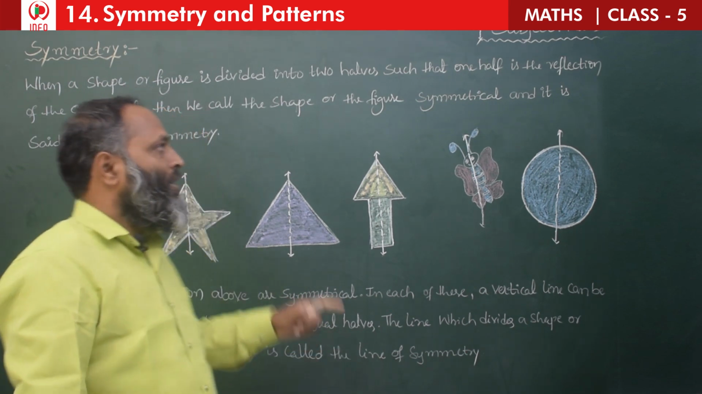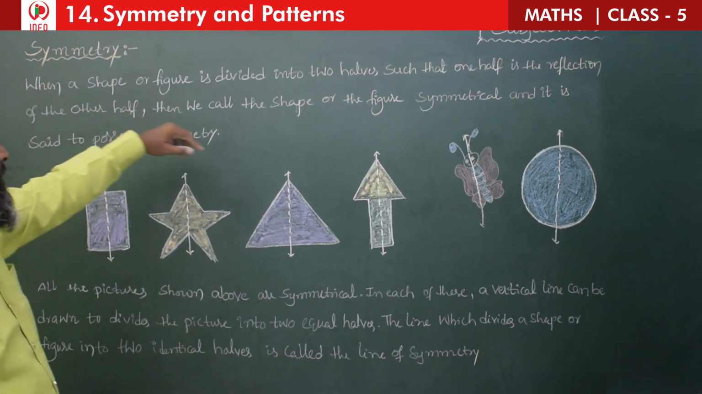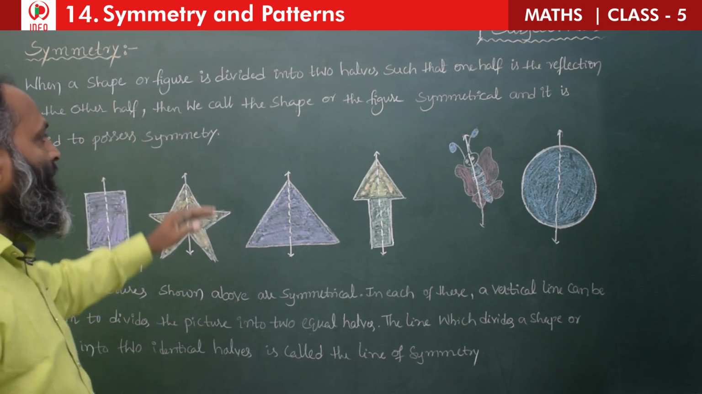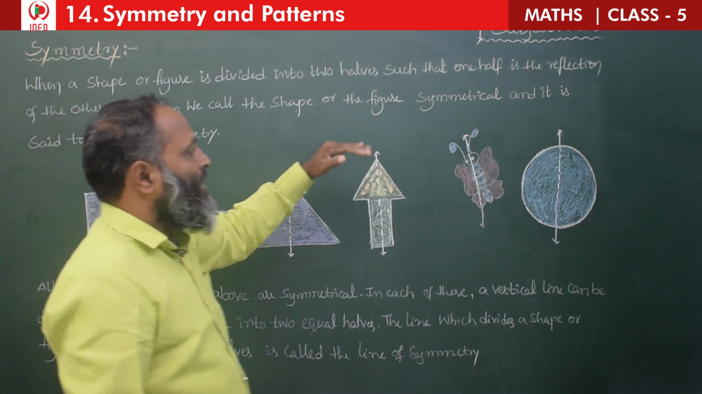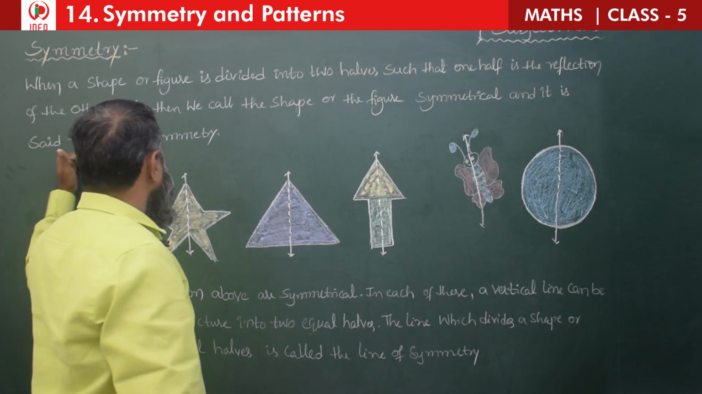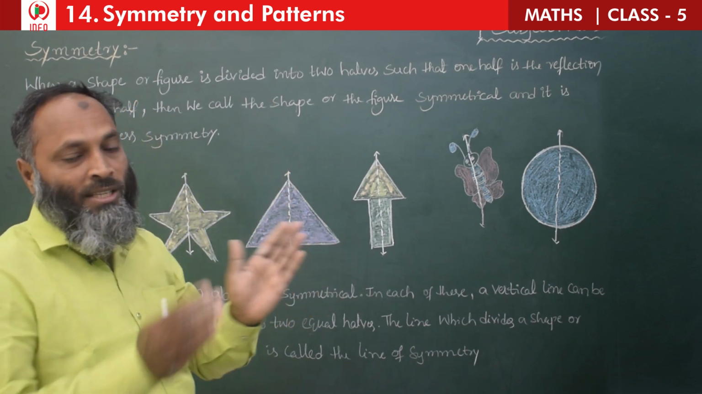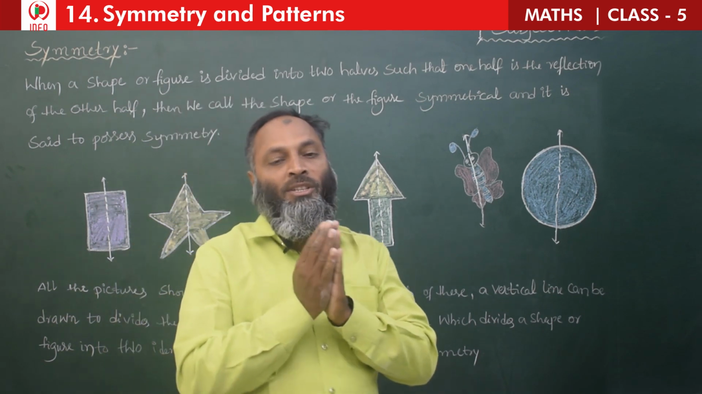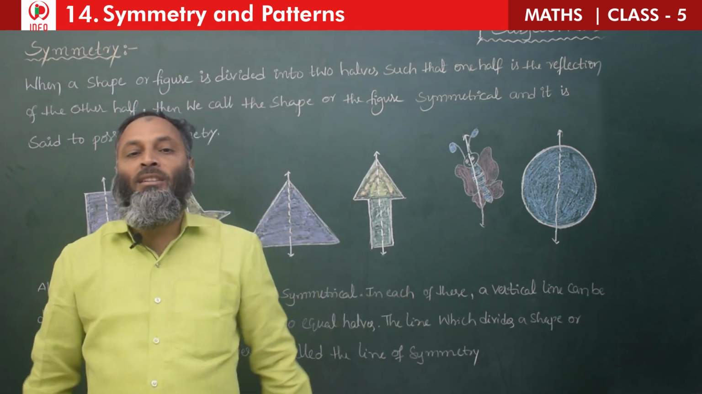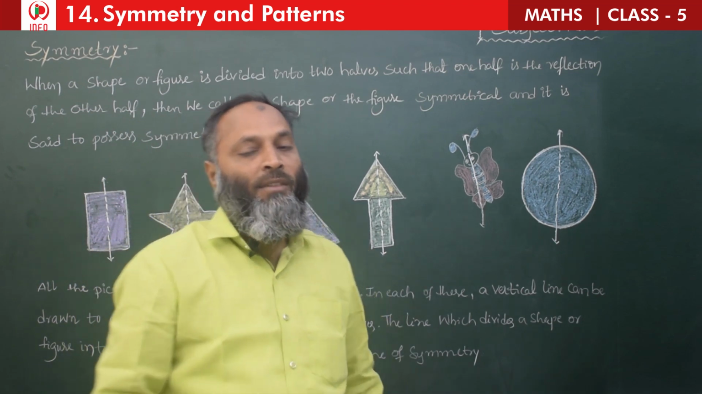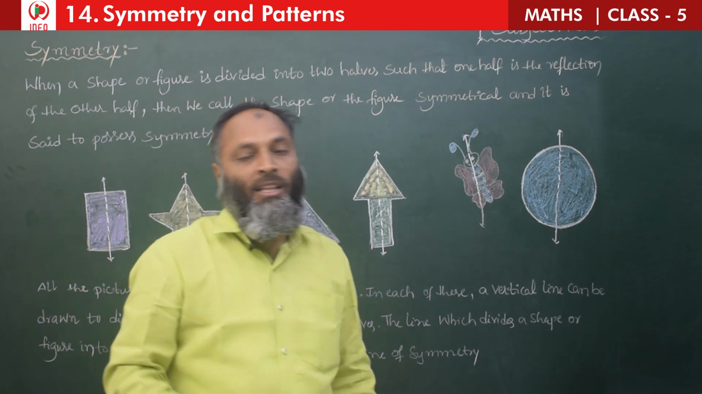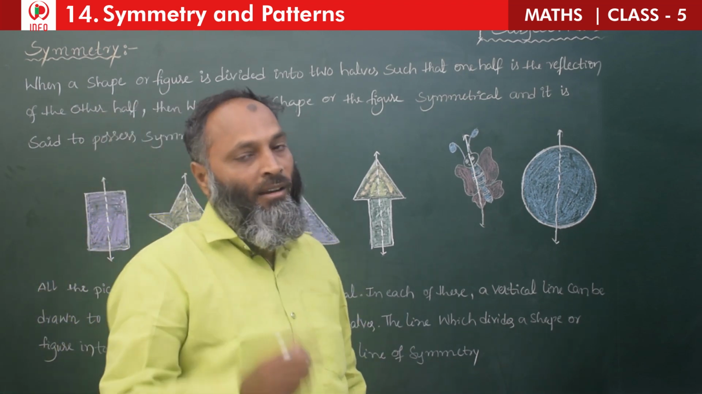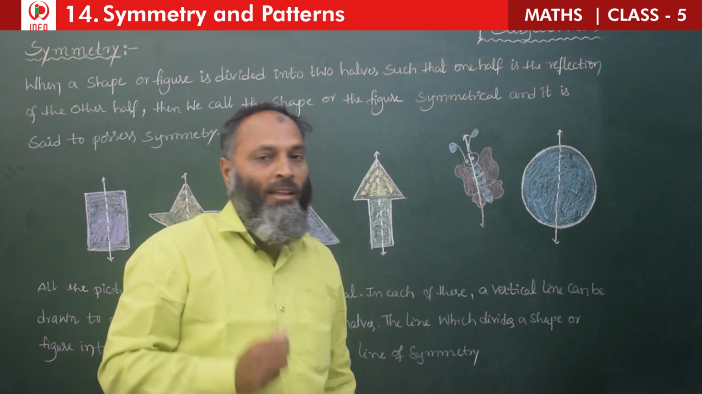Symmetry and line of symmetry. So what is symmetry? When a shape or figure is divided into two equal halves such that one half is a reflection of the other half, we call the shape or figure symmetrical, and it is said to possess symmetry. And the line drawn to divide that symmetrical figure into two equal halves is called the line of symmetry. Okay students.